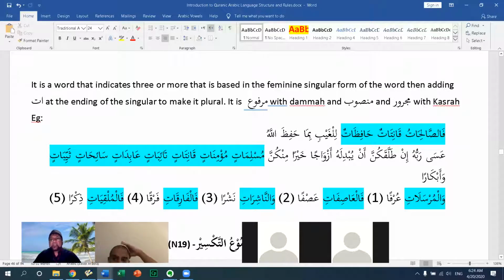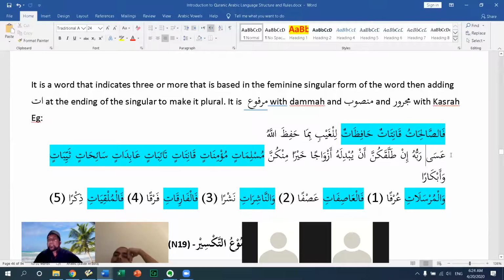من كنا مسلمات. مسلمات الصفة for أزواج. أزواجا مسلمات. And then مؤمنات is another صفة. قانتات تائبات عابدات سائحات سيبات are all صفات for أزواج, describing the spouses.